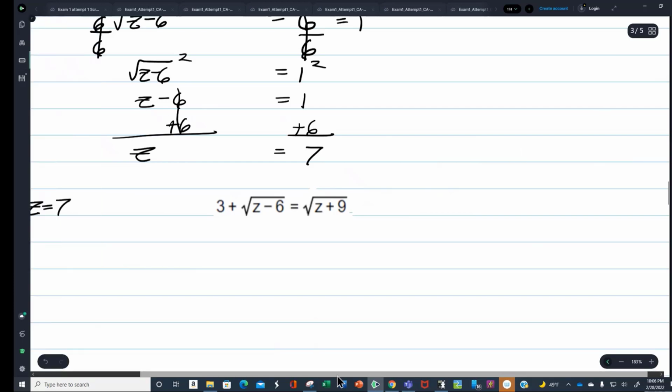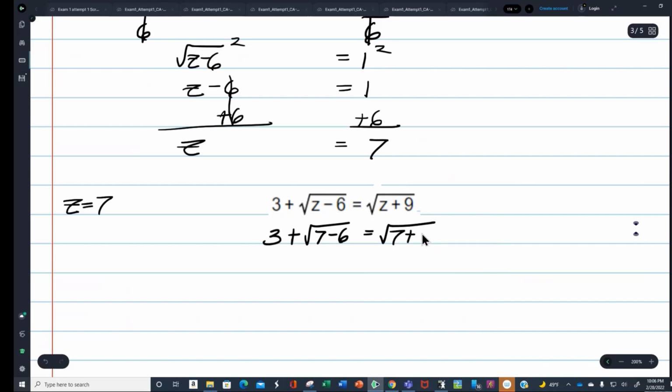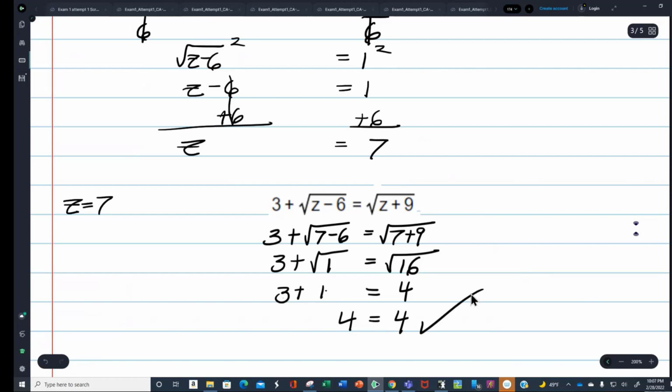Okay. Now, we're going to see if z equals 7 is really true. 3 plus the square root of 7 minus 6 equals the square root of 7 plus 9. 3 plus the square root of 1 equals the square root of 16. 3 plus 1 equals 4. 3 plus 1 is 4. 4 equals 4. Yippee! That's true.